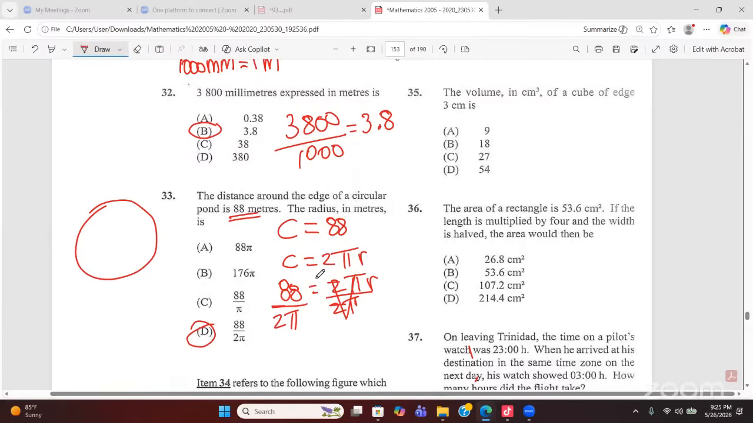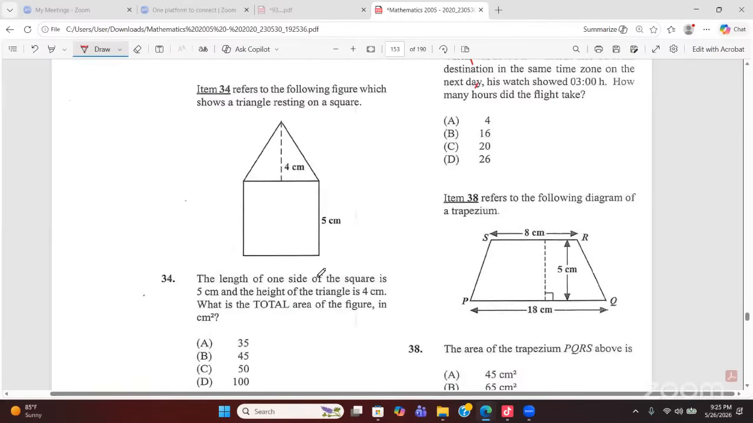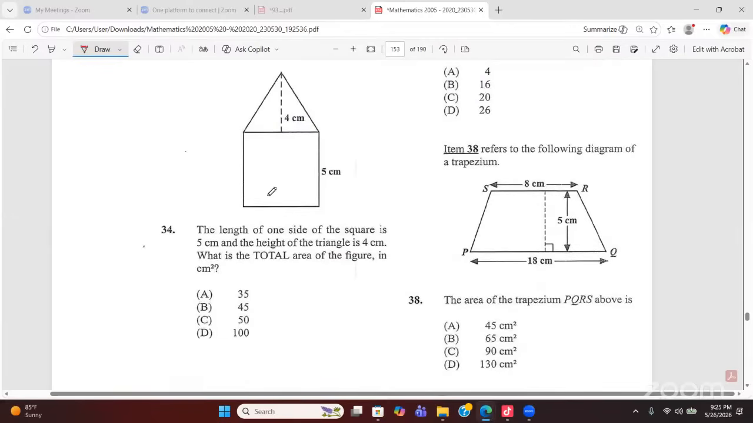34. All right. So 34 refers to a triangle resting on a square. Because it's a square, we know certain things, like this is 5, this is 5, this is 5. And we see the height of the triangle and everything. The question is, what is the total area of the figure?